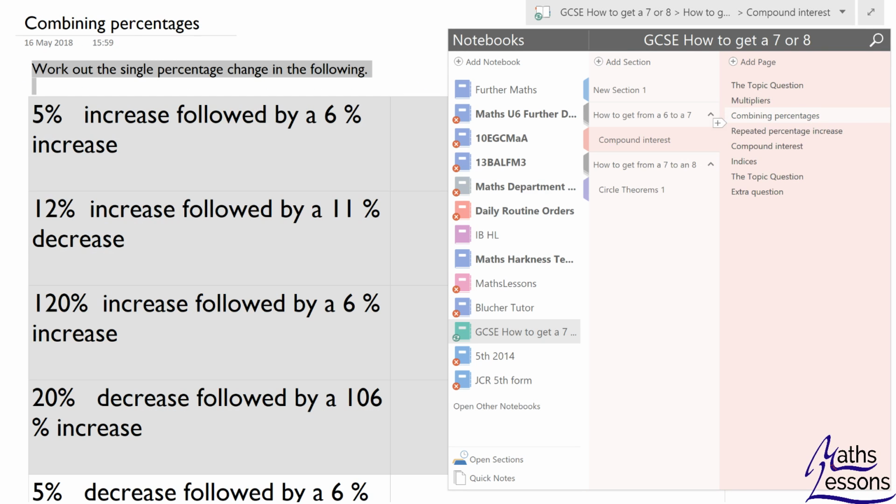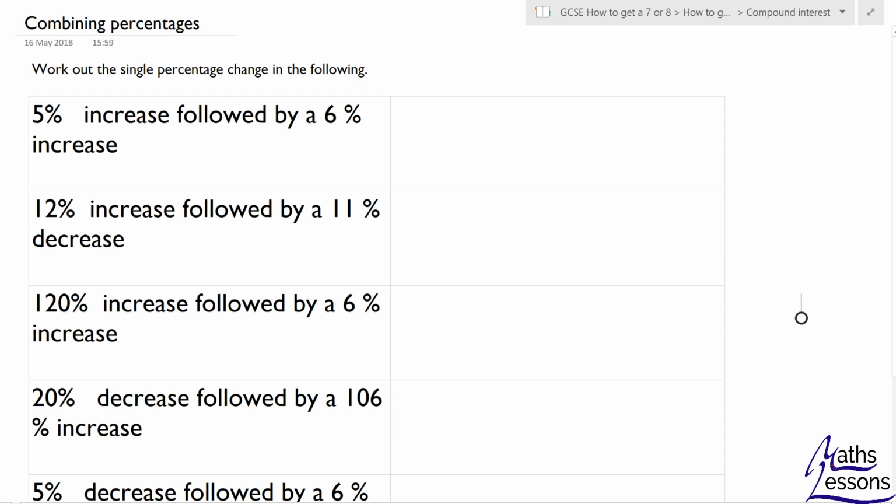Next thing we need to know how to do is how to combine percentage increases and decreases. So we're going to look at these questions. I'm going to give you a few seconds to have a go at the first one, then go through it.